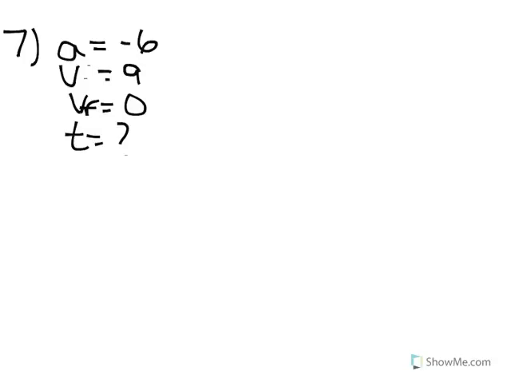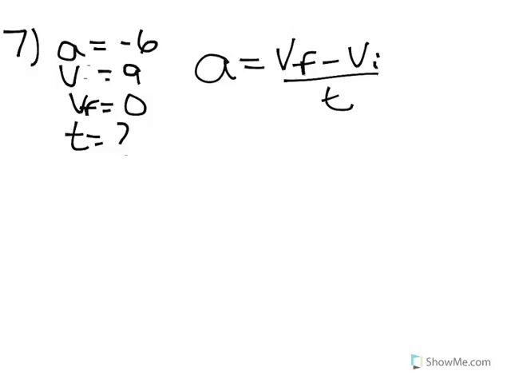Number 7, when a car comes to a sudden stop to avoid hitting a dog, it decelerates at -6 meters per second squared as it slows from 9 to 0 meters per second. Find the time interval of acceleration for the car. Okay, so we need to find time, so we're going to use the a equals vf minus vi over t formula because this has final velocity, initial velocity, and acceleration. So we're going to plug it in. -6 equals 0 minus 9 over t. Whoops, sorry. Minus 9.